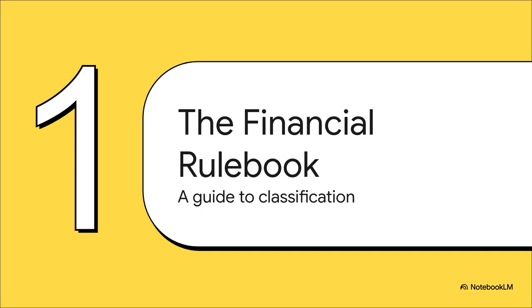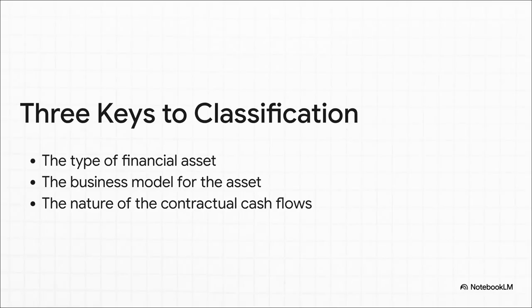Okay, first up, the rulebook itself. See, IFRS 9 doesn't just hand you an answer on a silver platter. Instead, it makes you look at 3 specific things about any financial asset to figure out how you're supposed to treat it. And these are the 3 keys right here. It all boils down to these questions. First, what is this thing? Second, what is the company's plan for owning it? And third, what kind of money is it designed to spit out? The answers to these 3 questions will guide us through the entire process.